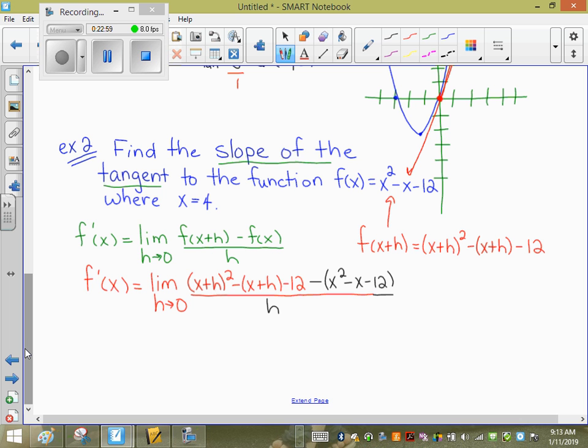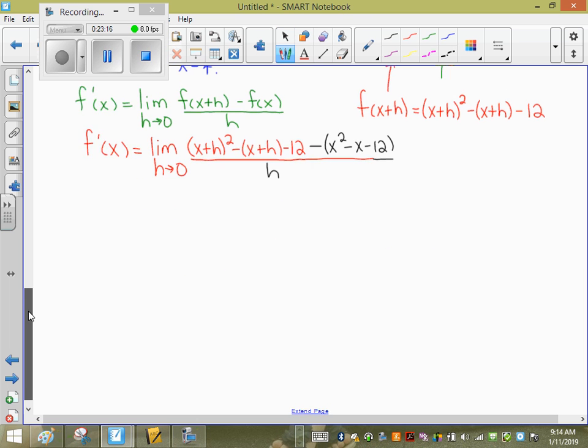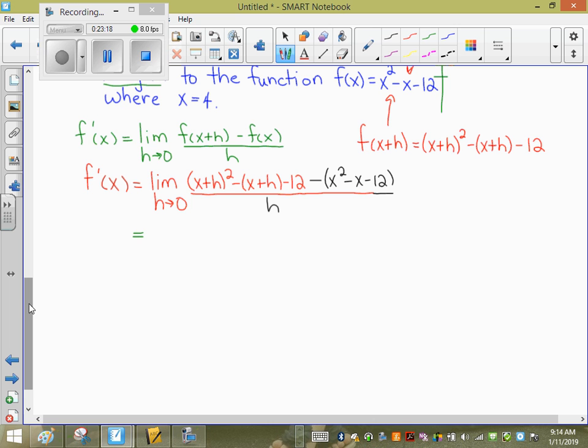Because ultimately our goal is always to do what the whole time right now? Get rid of, what's our problem? The h. Our problem is the h, so we have to get rid of it. So we're going to expand the numerator and hope that we can get rid of all the terms that don't have h's in them, so we can take out a GCF. So limit as h goes to 0.